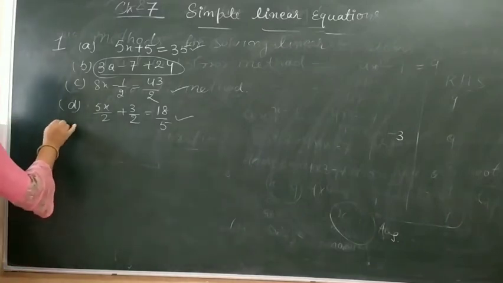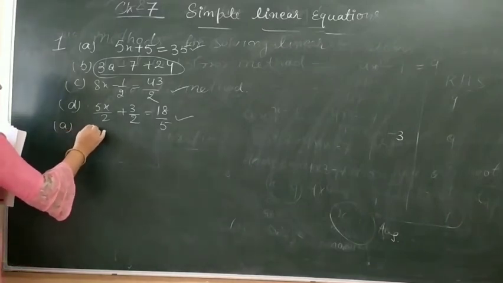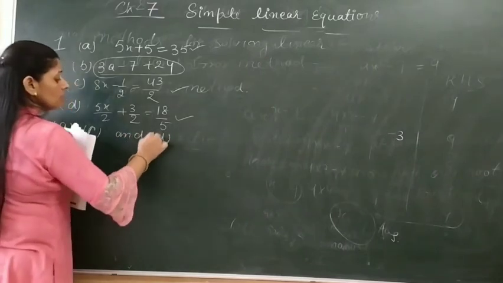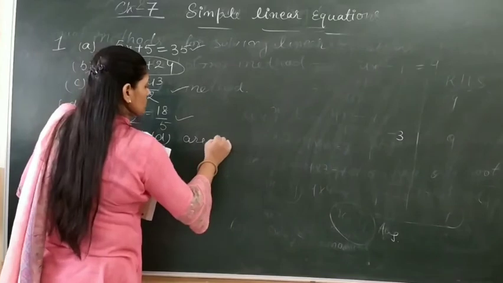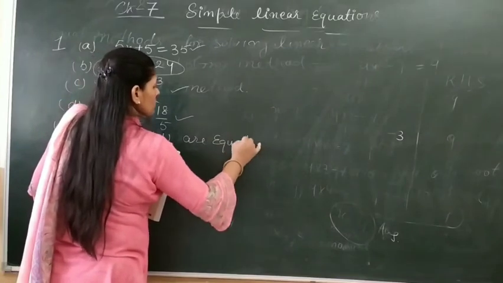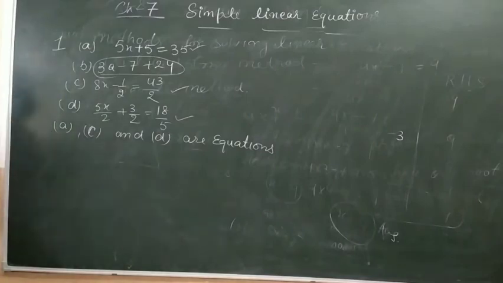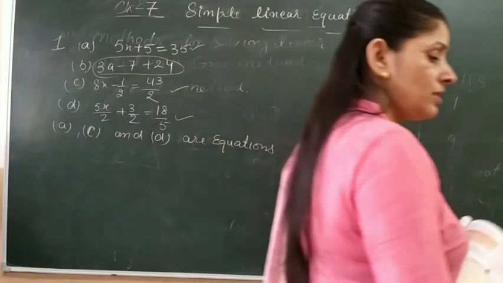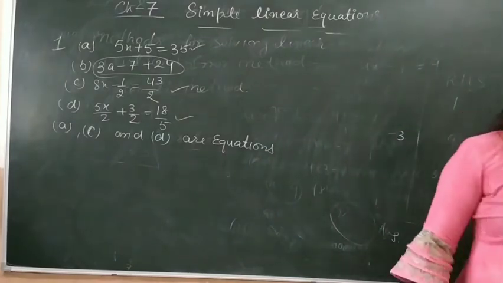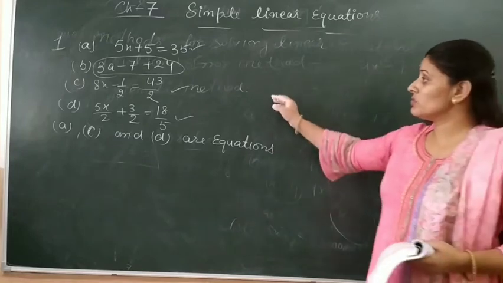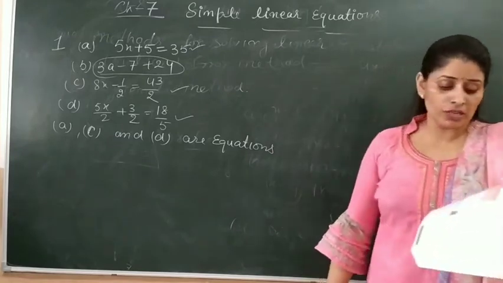So A, C, and D are equations. These are the equations because they are having equal to sign, comparing the left hand side and right hand side by using the equal to sign. So in this way we can solve the question number first.